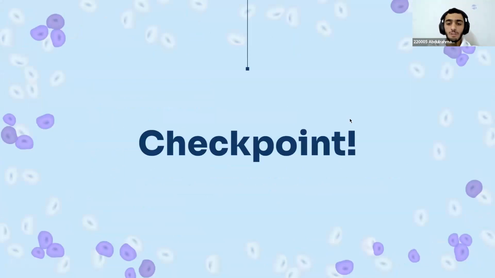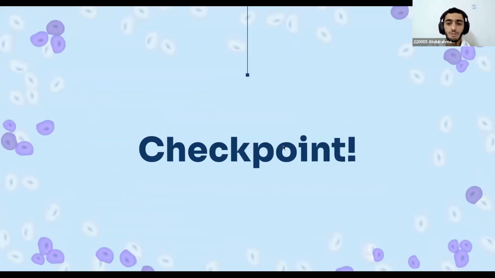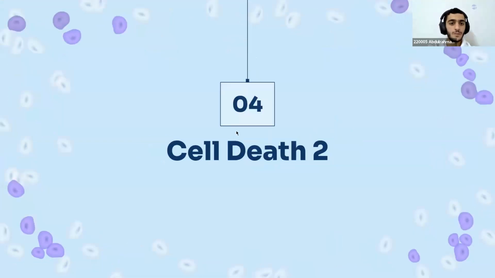All right, with that being said, we reached our first checkpoint. We're just done with Dr. Oban's lecture. Oh no, we still have cell death. Never mind. All right, so for the first few lectures, is it all good? Would you guys like to have a small break? Or should we keep going? All right, let's keep going then. Now to cell death 2.